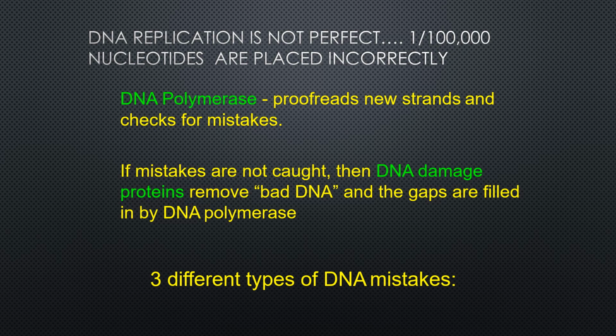If the mistakes are not caught by DNA polymerase, there are other proteins called DNA damage proteins that remove the bad DNA, and then those gaps are filled in by, again, DNA polymerase. So there are 3 different types of DNA mistakes that we see.